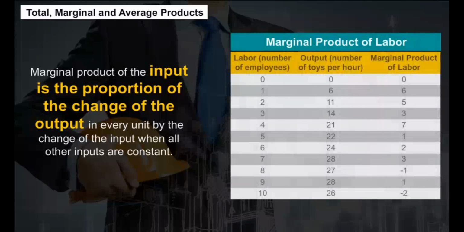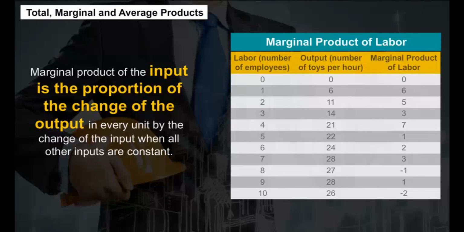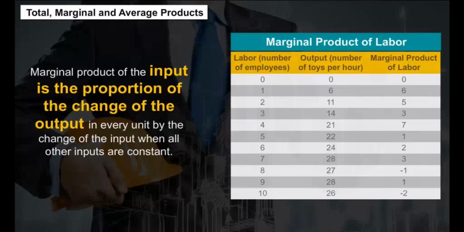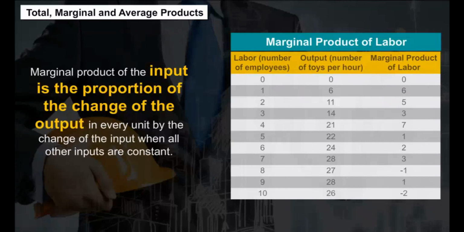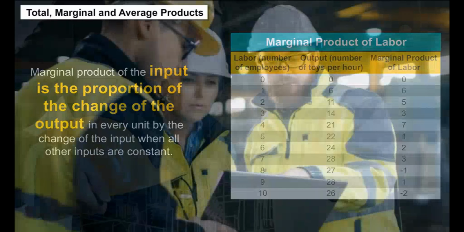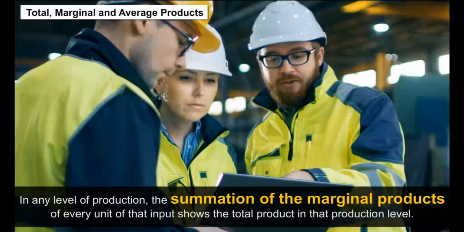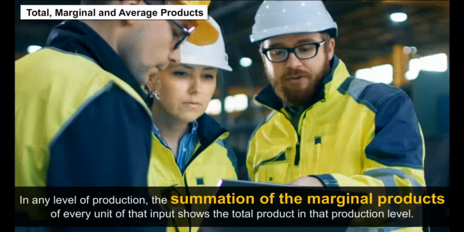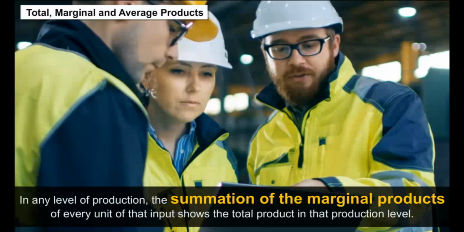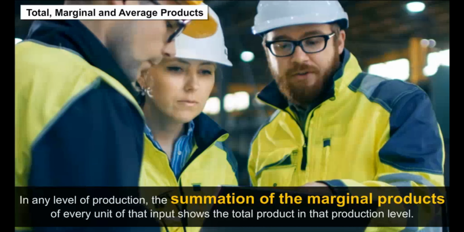Marginal product of the input is the proportion of the change of the output in every unit by the change of the input when all other inputs are constant. In any level of production, the summation of the marginal products of every unit of that input shows the total product in that production level.